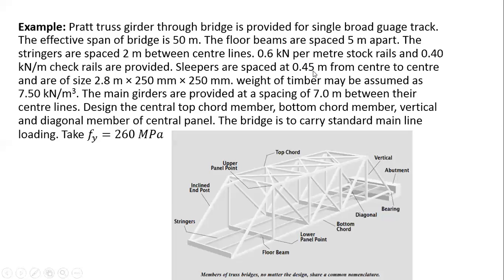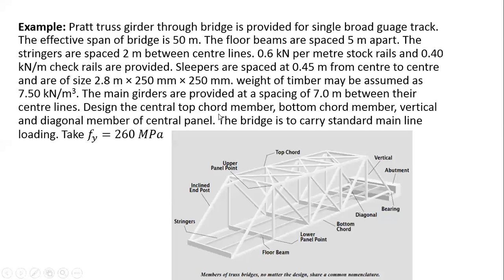Sleepers are provided at 0.45 meter from center to center. So the spacing of the sleepers here is 0.45 meter. The size of the sleeper is 2.8 meter long and 250 by 250 millimeter in cross section. Weight of timber of the sleeper is assumed as 7.50 kilonewton per meter cube. The main girders are provided at a spacing of 7 meters between their center lines. So this is the main girder, one girder here, another girder there, the last one. The distance between this girder and this girder is 7 meters.